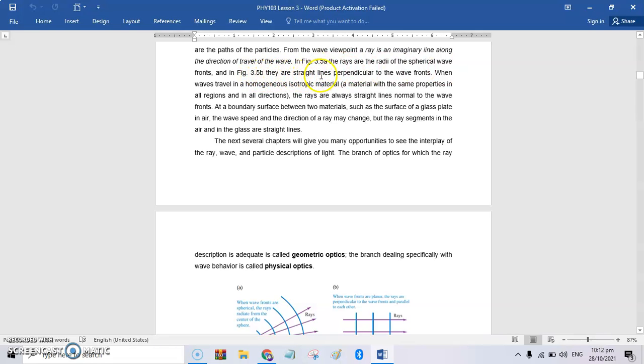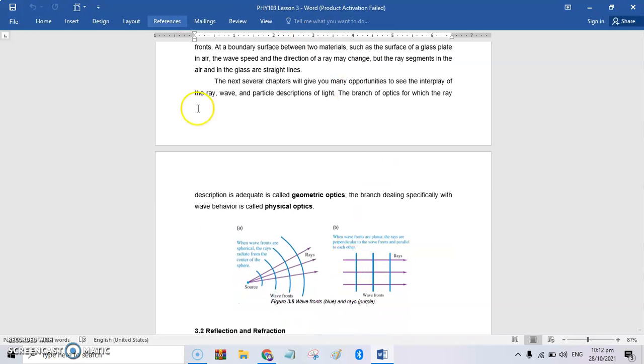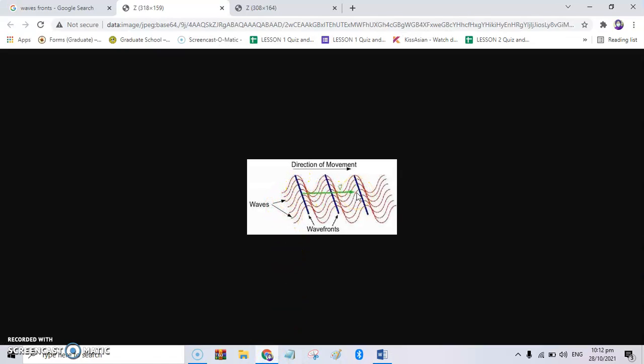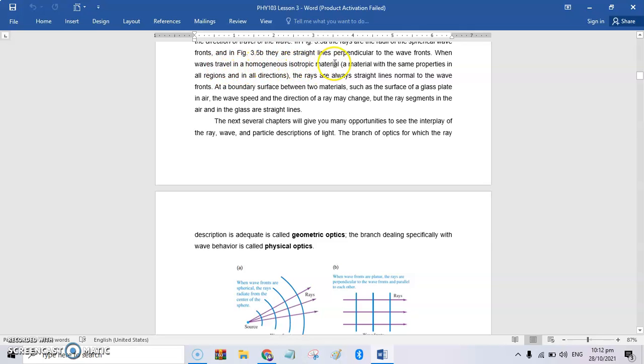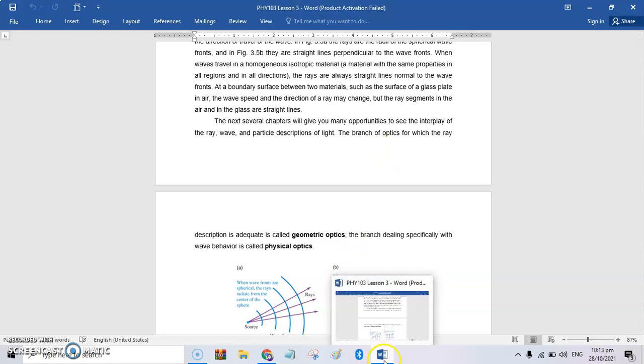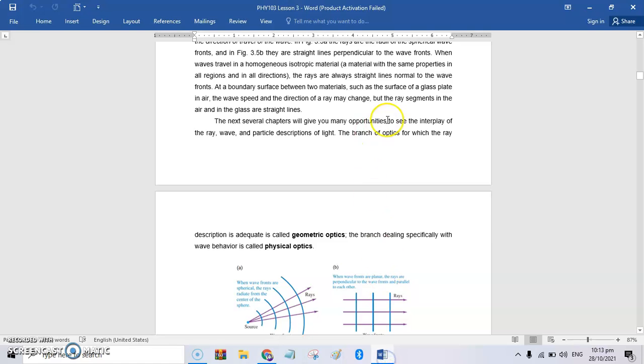In Figure 3.5b, they are straight lines perpendicular to the wave fronts. Okay? Like in this one, this is a straight line perpendicular to the wave fronts. When waves travel in a homogeneous isotropic material, a material with the same properties in all regions and in all directions, the rays are always straight lines normal to the wave fronts. Okay, when we say normal, for example this is our wave front, since it is lying flat, its normal is upward. Like that. It says here that the rays are always straight lines normal to the wave fronts.